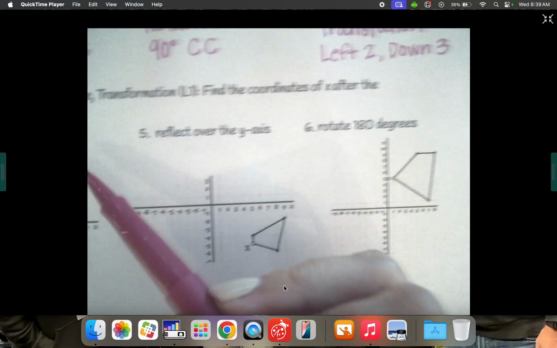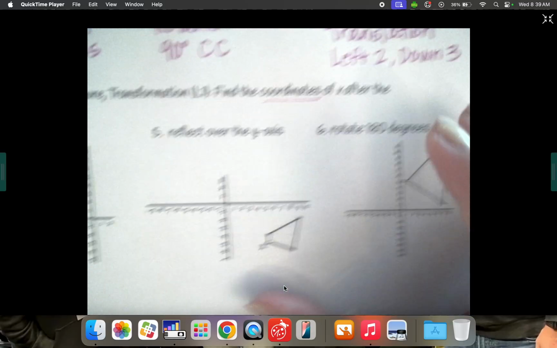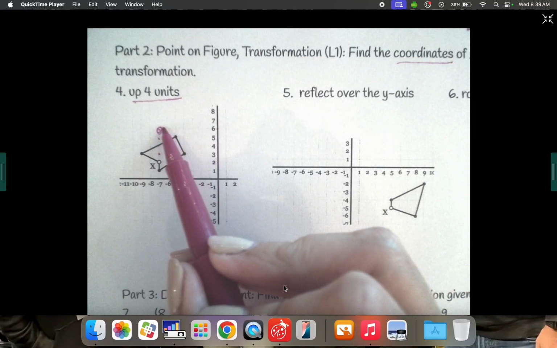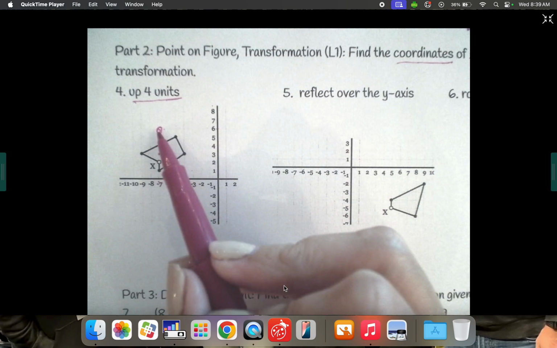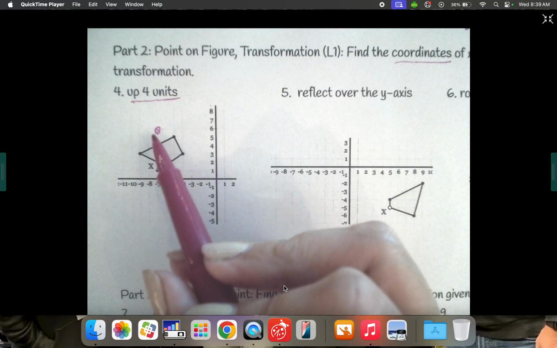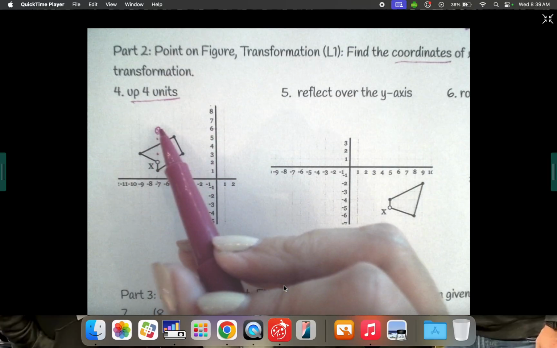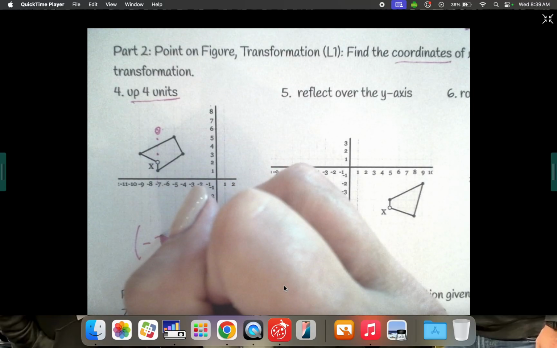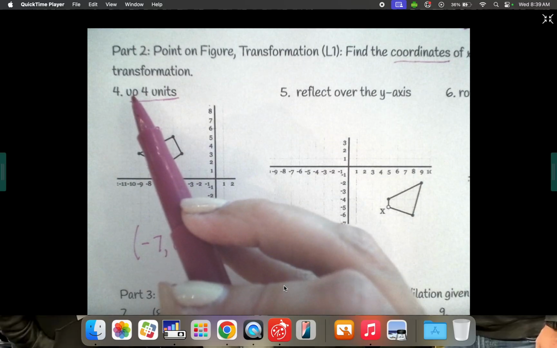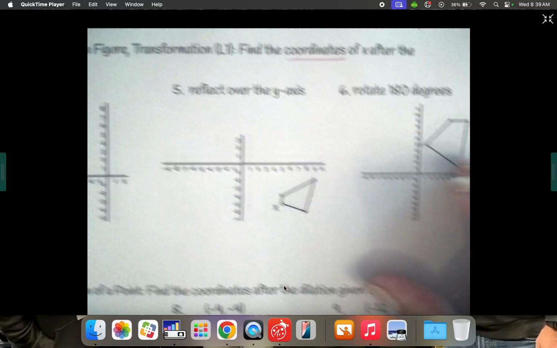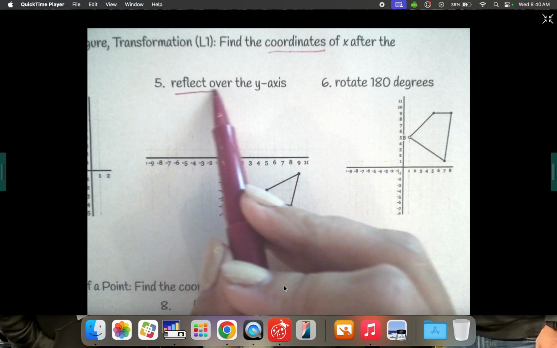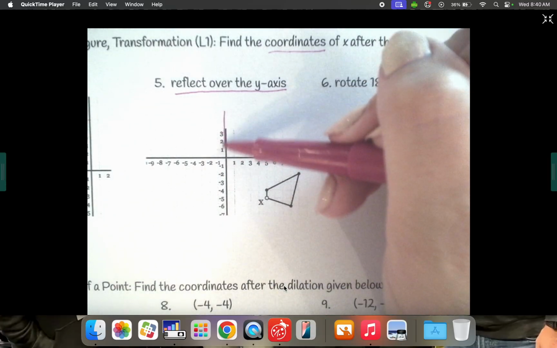And then you're going to have to put the coordinates of X after it's landed. So if we just went straight up 4, I believe that is at -7, up 6. So you always read your X coordinate first, so -7, and then you read up to Y, which I believe is at 6. So that coordinate should be -7, 6. So again, it's where it lands after you move it up 4 units. Okay, let's look at number 5. Where is this open bubble X going to land after you reflect it over the y-axis? So again, here's the y-axis.